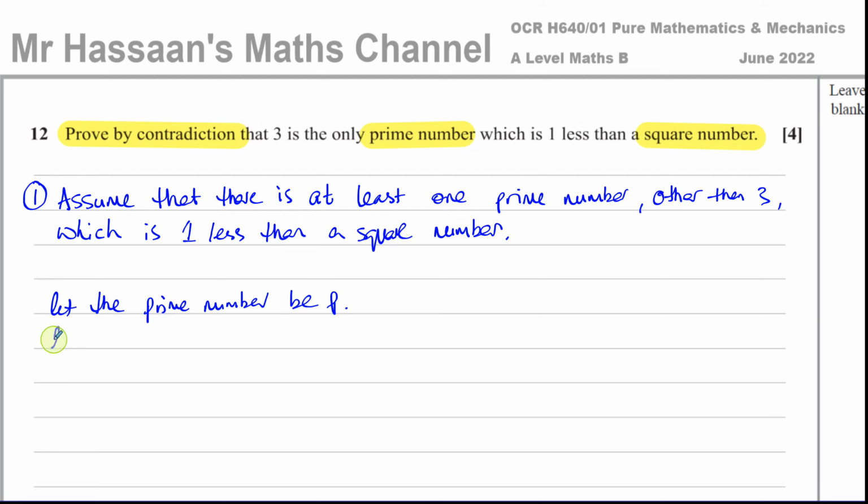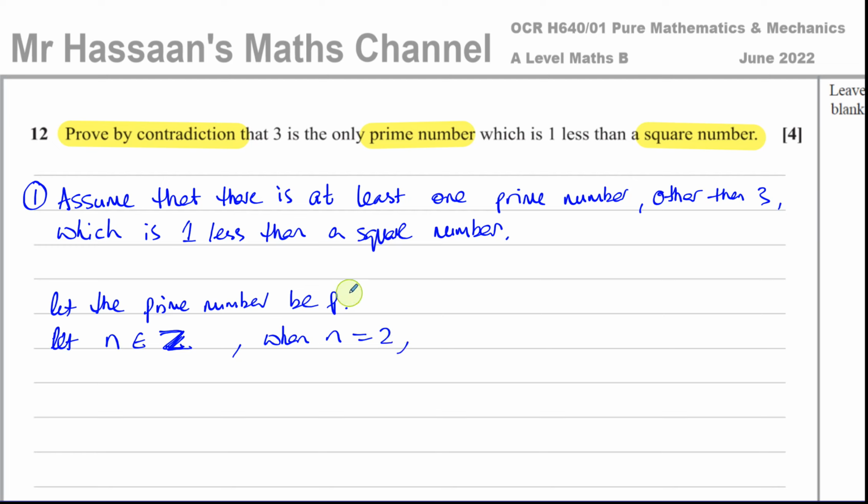And let n be an element of the integers. So n is an integer. Now, when n is equal to 2, okay, what's going to happen?